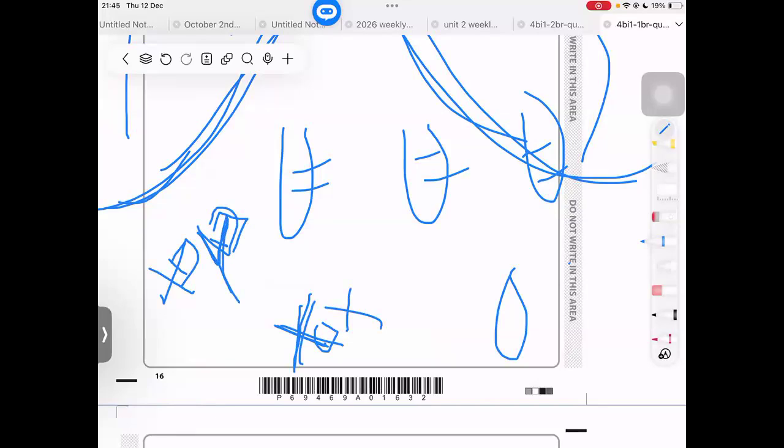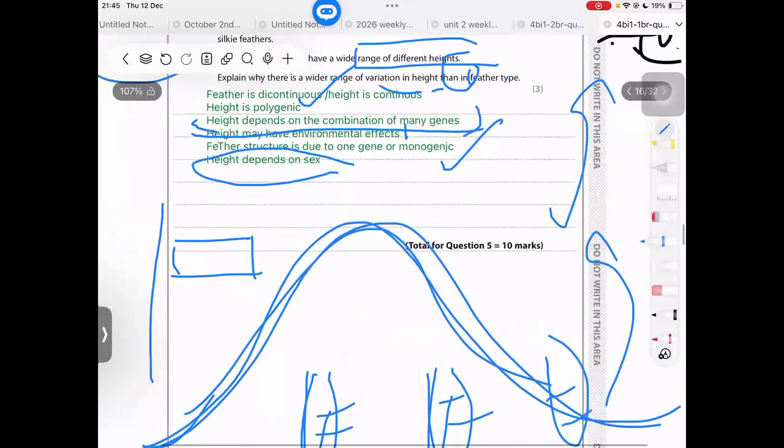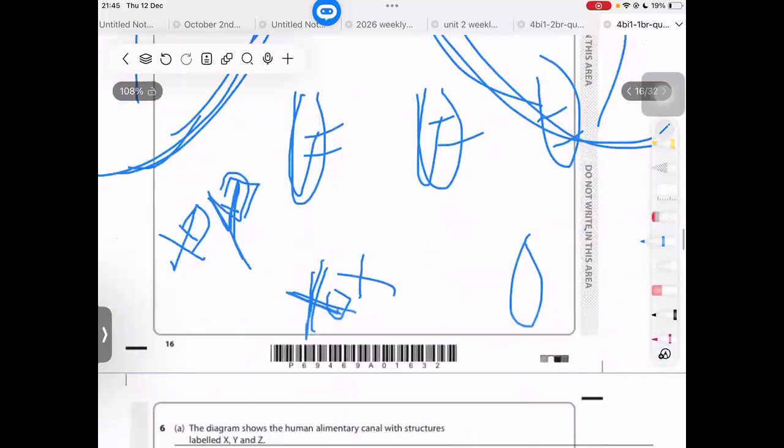But the genes that control the height are located on several DNA, not in just one DNA. Right? That's why we say they are polygenic. So if you have mentioned any of the three answers, you can get the 3 marks.